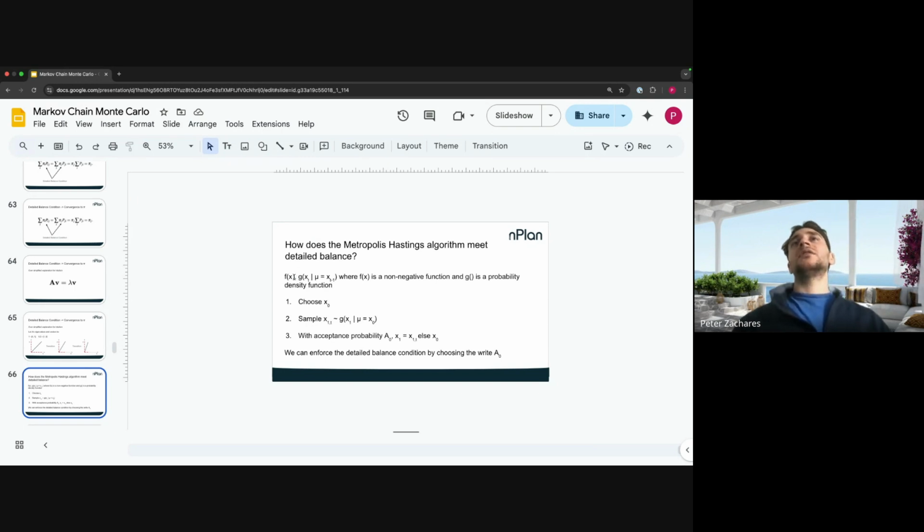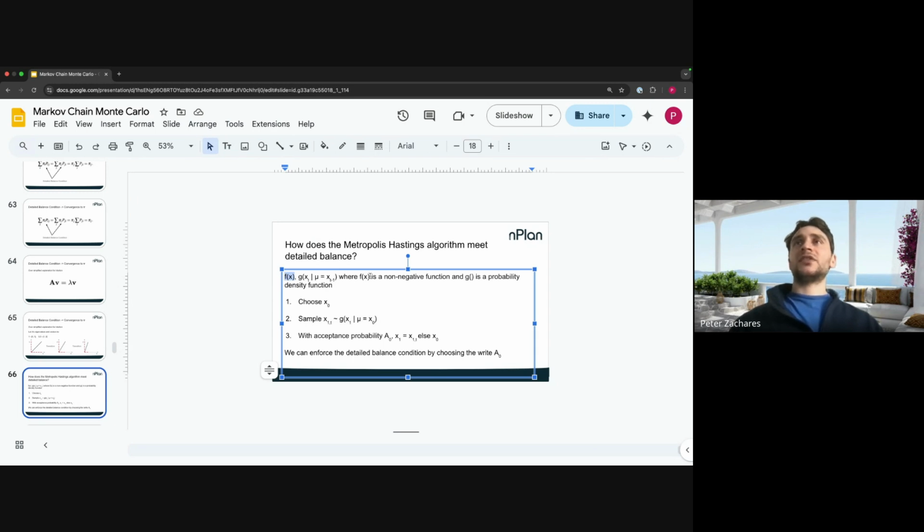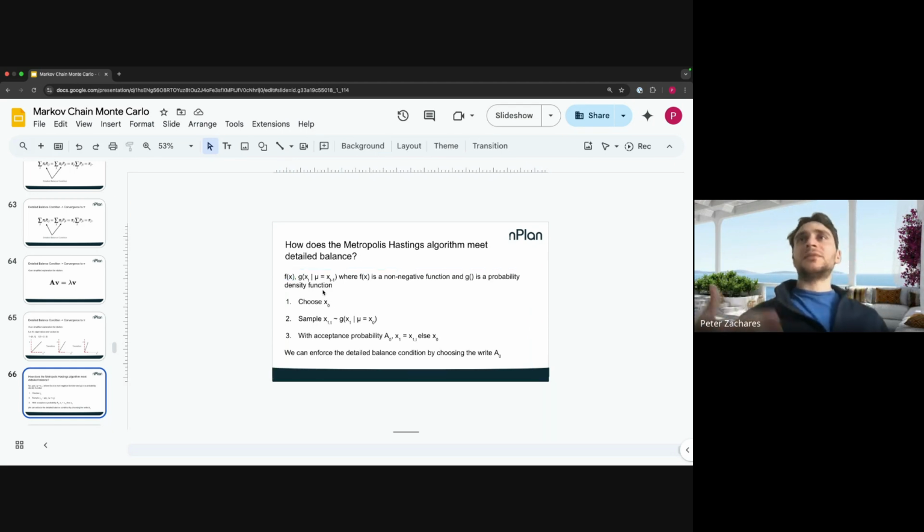You start out with some function f of x, which is non-negative, and that's your unnormalized probability distribution. So that's what you want to sample from, but you don't know how to normalize it. And then g is some probability distribution that you're using to sample new candidate values for your Markov chain. The main constraint on g, I think, is just that the mean of the distribution has to be the previous state's value.